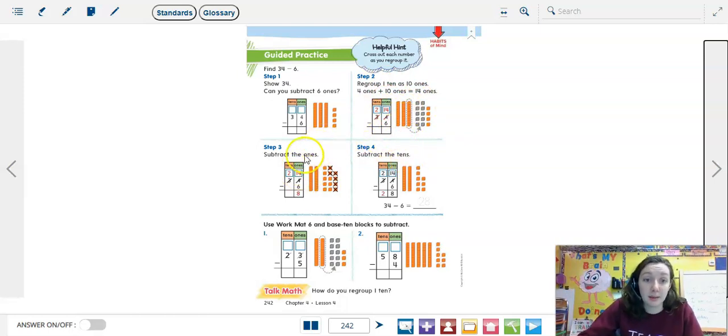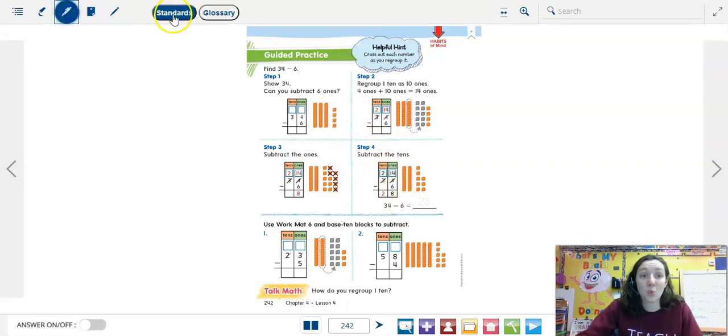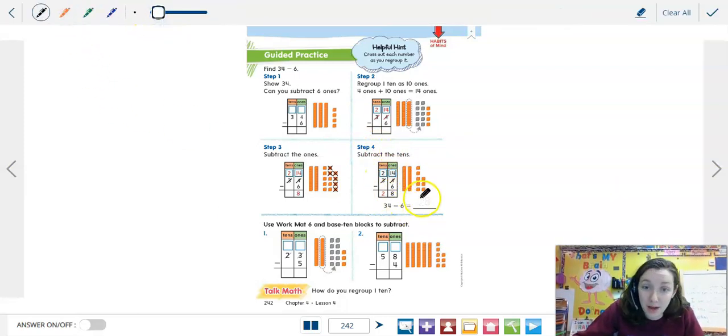Then the next step, step 3, is to subtract the 1s. So now we have 14 minus 6, which if you cross them out in the picture is 8. Then subtract the 10s. 2, take away nothing because there's nothing in that space, is 2, so our answer is 28. So you're writing the same thing with the numbers as you did with the pictures, the same exact thing.